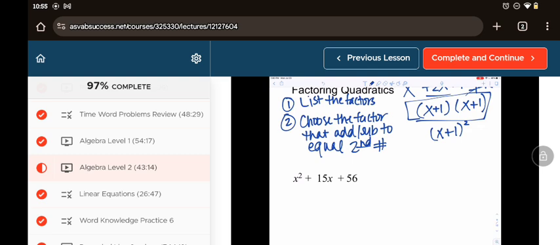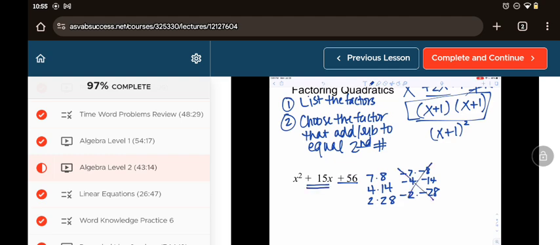Okay, so first one, factors of 56. Okay, let's see. 56, 7 times 8 equals 56, and 4 times 14 equals 56, and 2 times 28 equals 56. And it's positive. I could do negative 7 times negative 8, negative 4 times negative 14, and negative 2 times negative 28. Remember that a negative times a negative equals a positive. So that's why I can consider those. Now that was step 1.